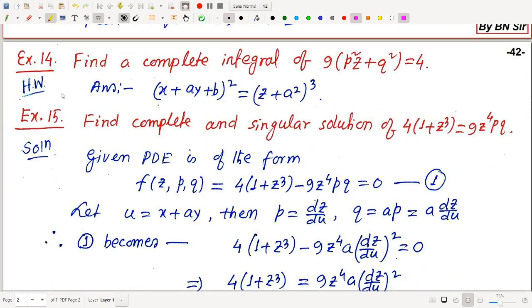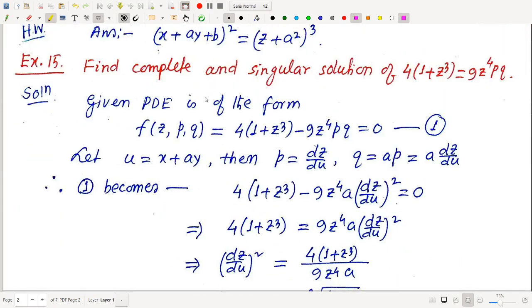Number 14, homework. Find a complete integral of this PDE. Answer is given. You will do similar to the previous one. Number 15, find complete and singular solution of this. Complete solution, singular solution means complete integral, singular integral. Here the words integral and solution are synonymous in the case of differential equations.